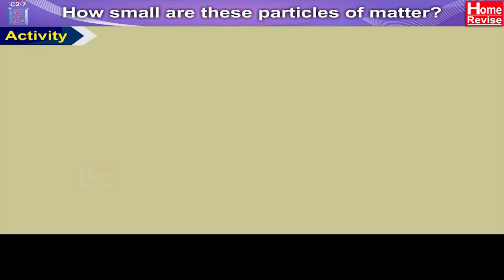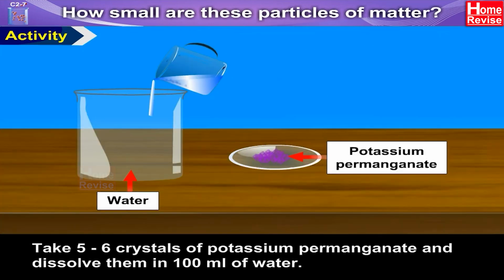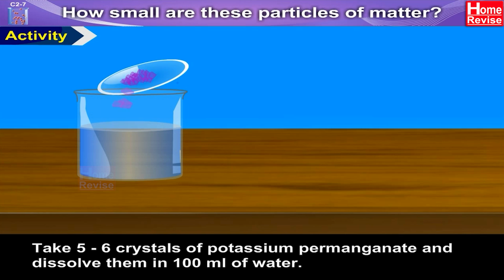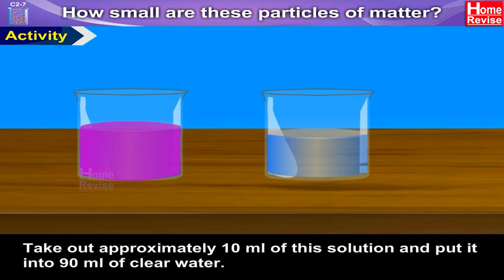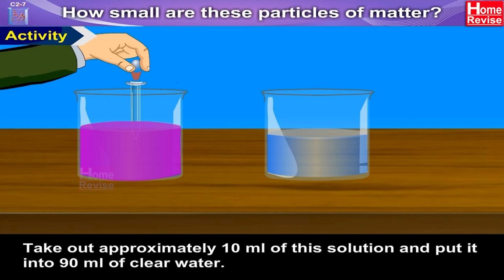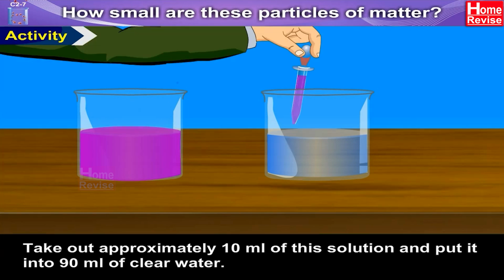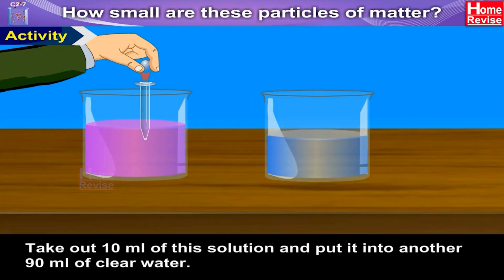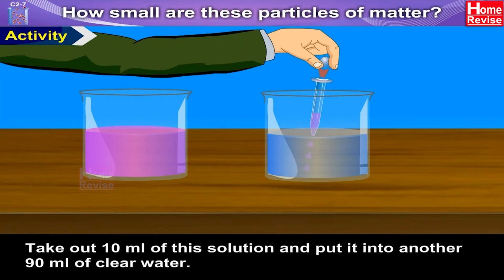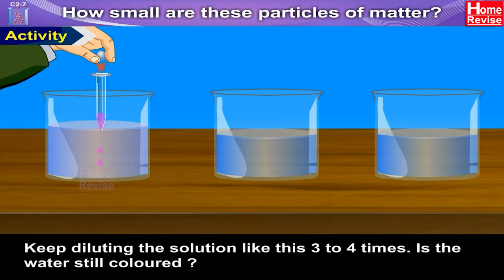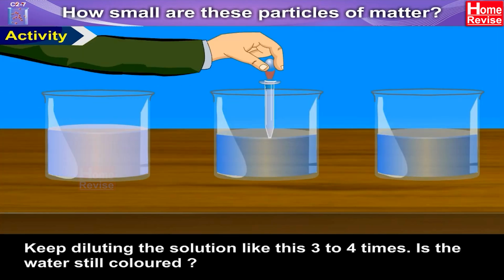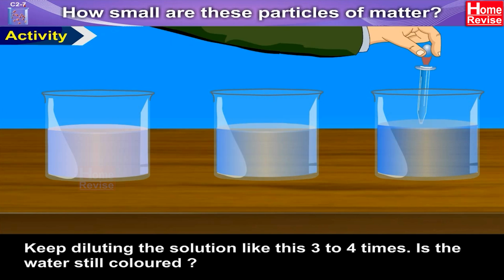So the activity is, take 5 to 6 crystals of potassium permanganate and dissolve them in 100 milliliters of water. Take out approximately 10 milliliters of this solution and put it into 90 milliliters of clear water. Now take out 10 milliliters of this solution and put it into another 90 milliliters of clear water. So keep diluting the solution like this 3 to 4 times. Is the water still colored?